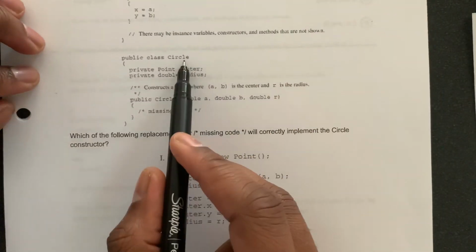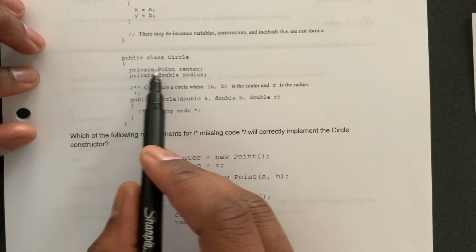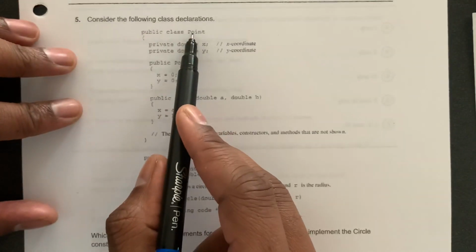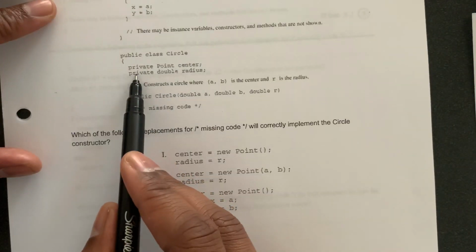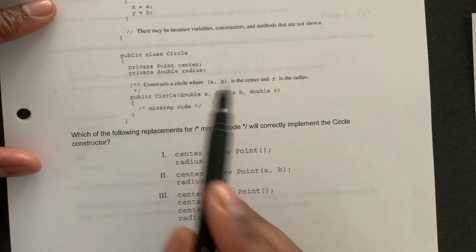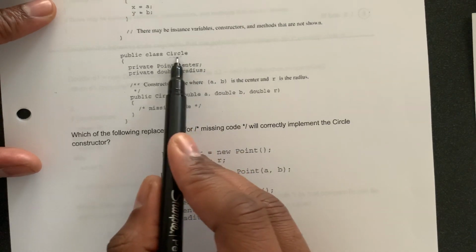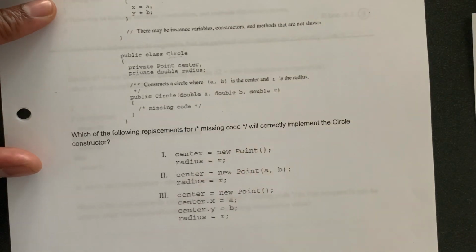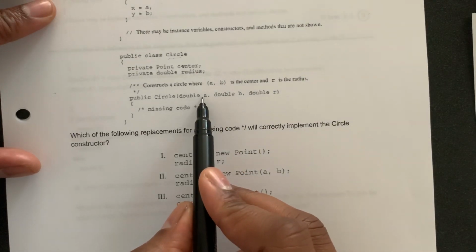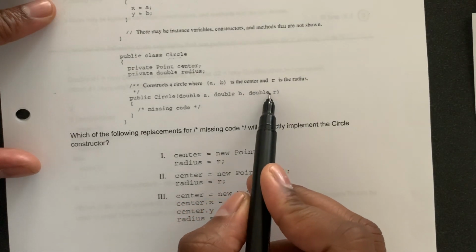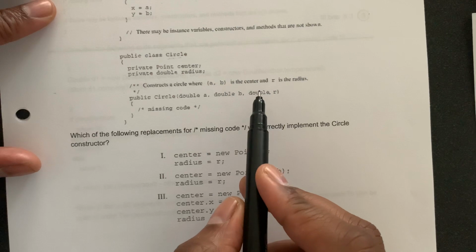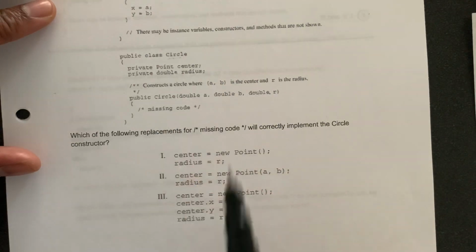And then we have this class Circle that has a private Point as a center. So it's going to use this class. Then it has a private double radius. And notice that the Circle class only has 1 constructor, and that constructor has to take a double a, b, and a radius r as its parameters. So we have to figure out which code would actually work.